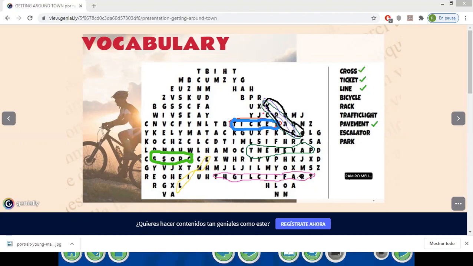Traffic lights, very good. No aparece nada. Traffic light, bicycle, very good. Park. And rack, it's missing this word, rack. Escalator, very good. Rack. The bicycle rack, no? Maybe it's here. Where is the bicycle? Where is?